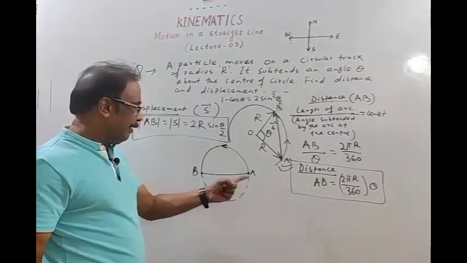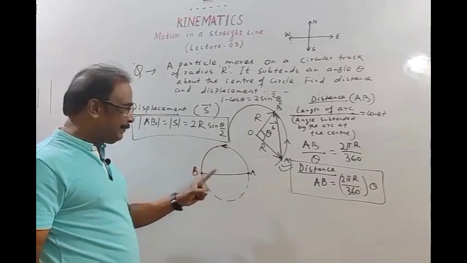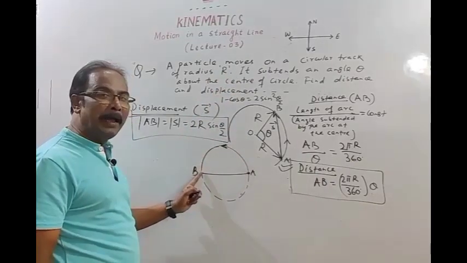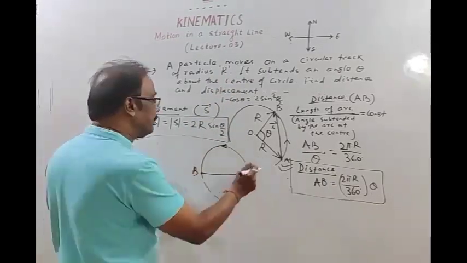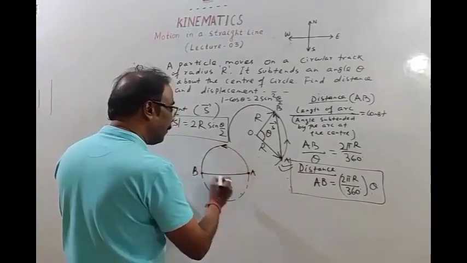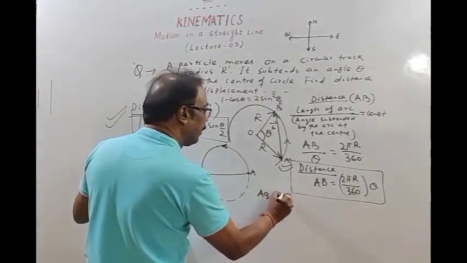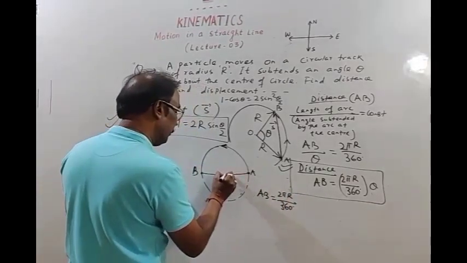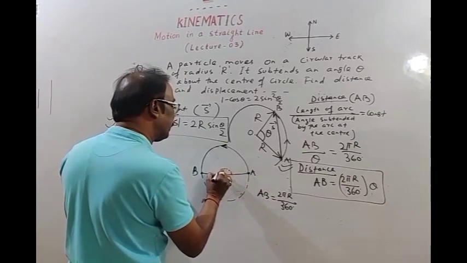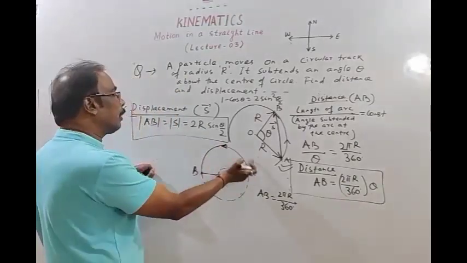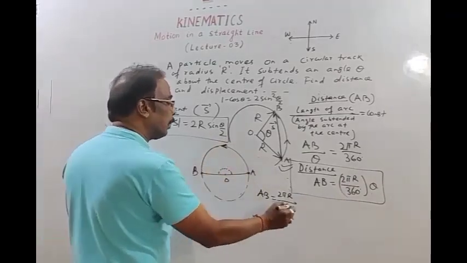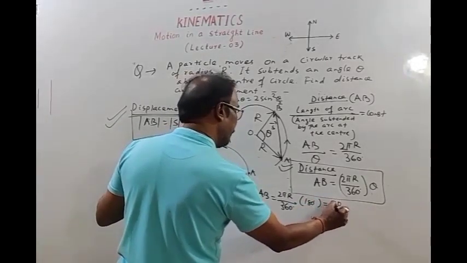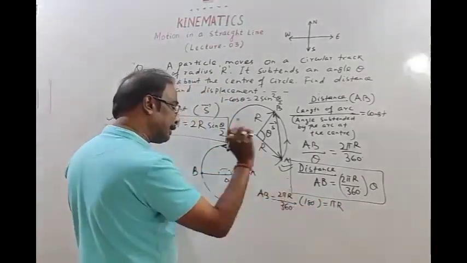We know distance is the actual path, meaning the length of the semicircular path. If the radius is r, then the distance is pi r. Let's see by using the formula. The curved path is 2 pi r divided by 360 degrees into theta. If this is the center, the total angle subtended at the center due to the semicircular track is 180 degrees, and it comes to pi r. 180 and 360, 2 get cancelled, pi r.